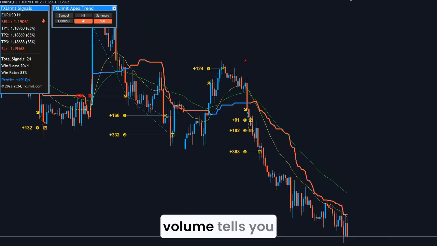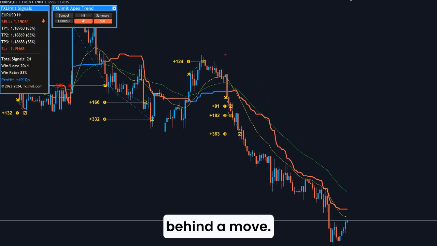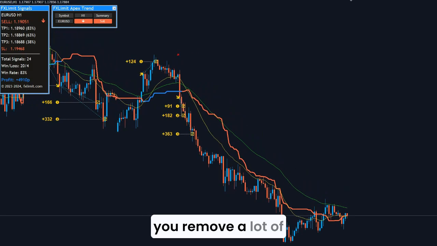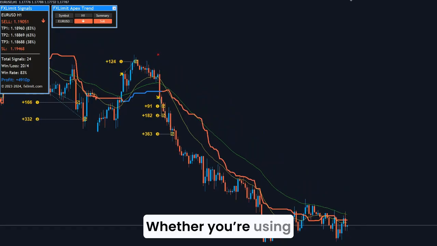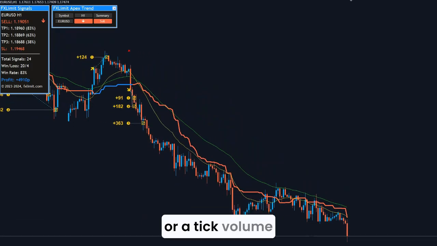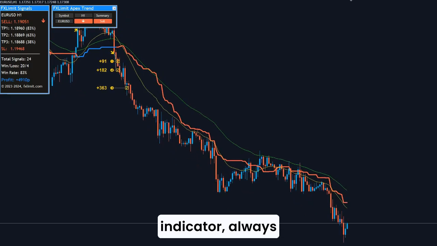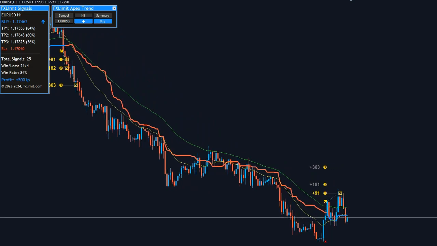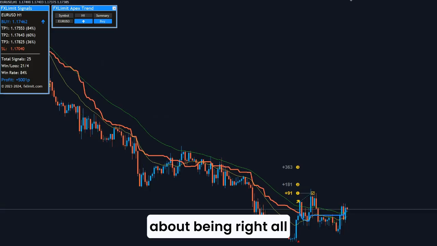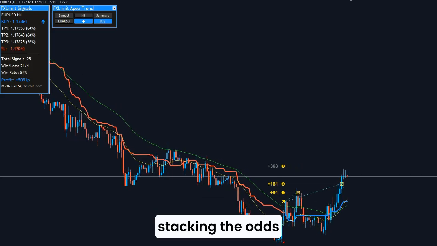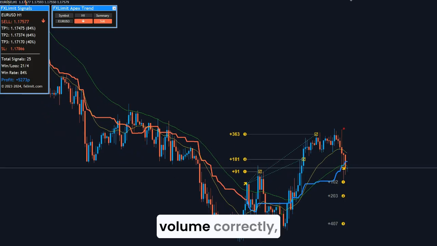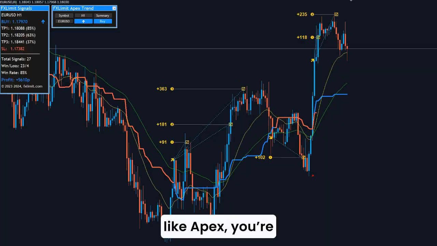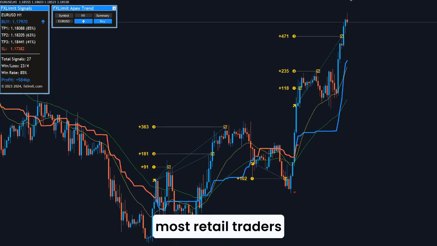In summary, volume tells you the strength behind a move, but when you mix that with accurate trend confirmation, you remove a lot of the guesswork. Whether you're using classic volume bars or a tick volume indicator, always cross-check with tools that give you a broader view of the market. Forex trading isn't about being right all the time, it's about stacking the odds in your favor. And if you can read volume correctly, combined with a high probability indicator like Apex, you're going to be ahead of most retail traders out there.